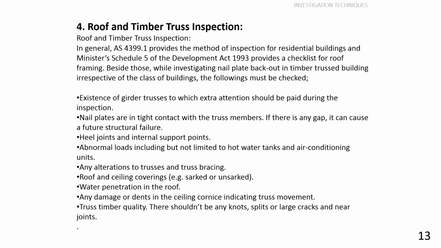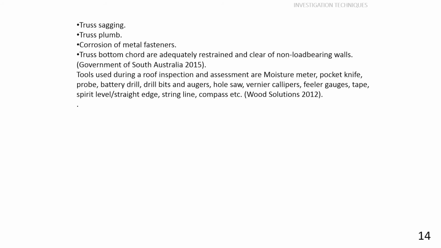Whether there is any water penetration in the roof, any damage or dents in the ceiling cornice indicating truss movement. Truss timber quality should be checked. There shouldn't be any knots, splits or large cracks near the joints. There shouldn't be any truss sagging and corrosion of metal fasteners. Truss bottom chord must be adequately restrained and clear of non-load bearing walls.